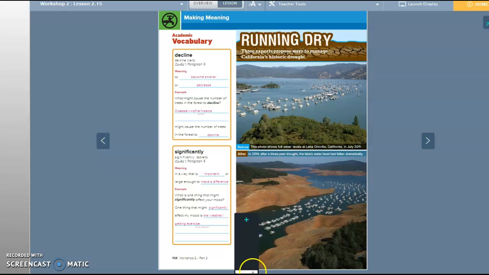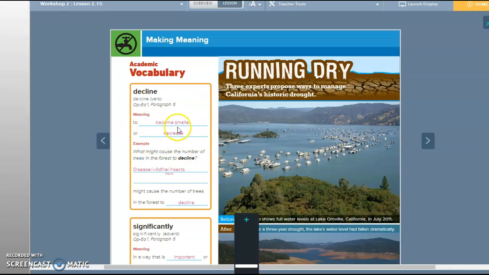Nope. They tell us to become smaller or decrease. So, for example, if I decline my speed while I'm driving, I make my speed smaller, right? I decrease my speed. What might cause the number of trees in the forest to decline? Disease, wildfires, insects. Disease, wildfire, insects might cause the number of trees in the forest to decline.